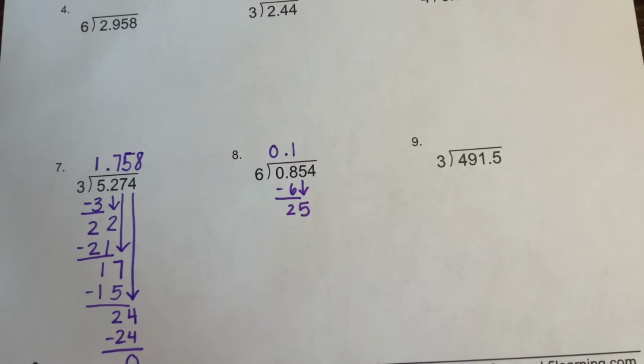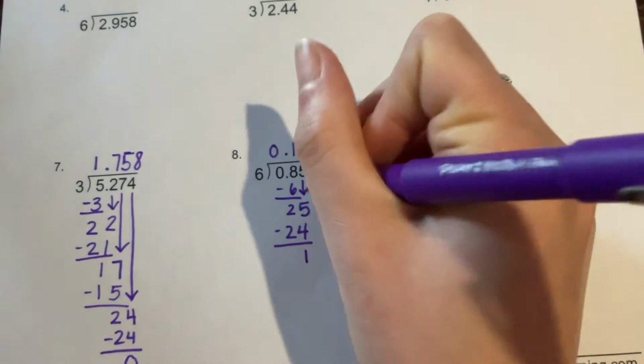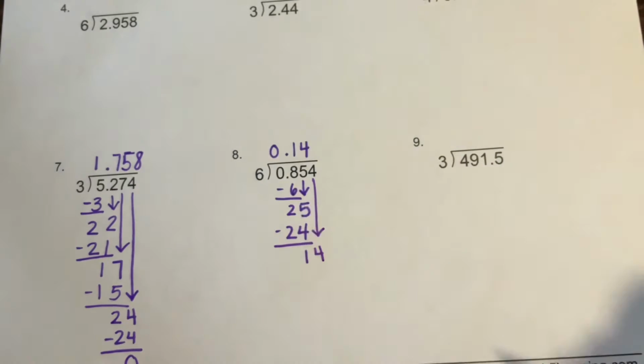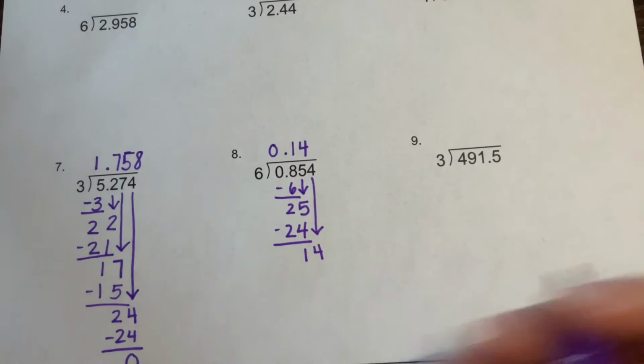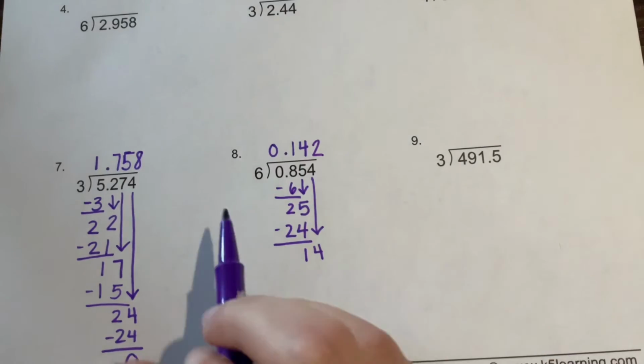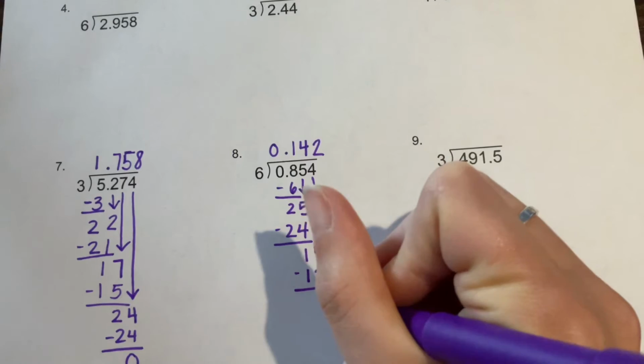Now we have 25. How many times does 6 go into 25? I'm going to start calling on people. Macy, how many times does 6 go into 25? Hopefully Macy said 4 times. 6 times 4 is 24. Then we subtract 1. Then we bring down that 4. Okay, how many times does 6 go into 14? I'm going to call on James. James, how many times does 6 go into 14? Hopefully James said 2. Okay, 6 times 2 is what? 12. Good job. We subtract and we have a 2.